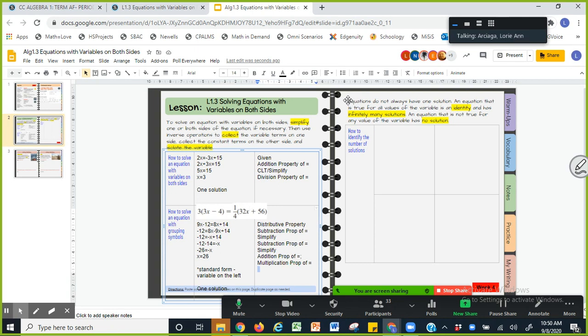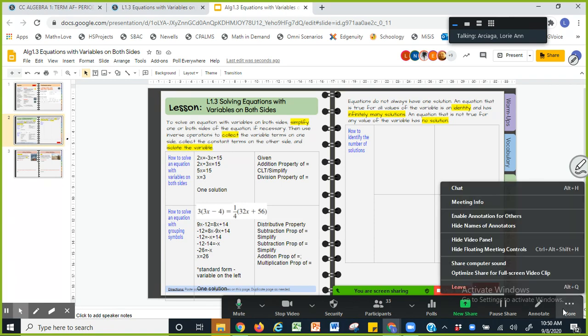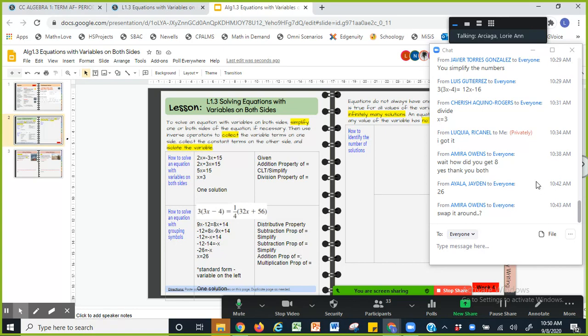But if you move to the right hand side of your screen, equations do not always have one solution. In fact, some of them could have infinitely many solutions. Okay, so right here I highlighted that for you. Infinitely many. What does that mean? What does infinitely many solutions mean? Can somebody type that in the chat? What does infinitely many solutions mean?